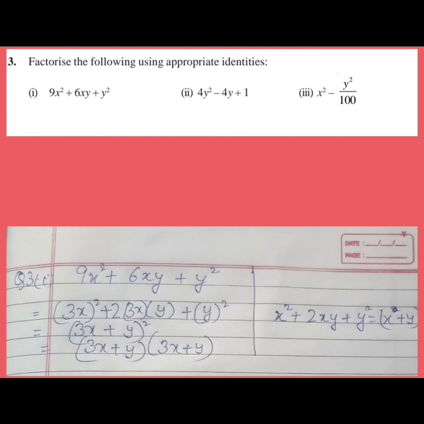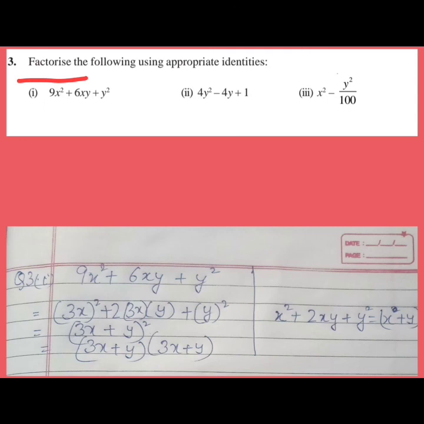Okay, now we come to the next question, that is the third question. This is factorize. Factorize means we have to make the factors. What we did in questions 1 and 2 was evaluate. Evaluate means we have to open the bracket, but not directly, by using the suitable identity. Here we have to factorize.